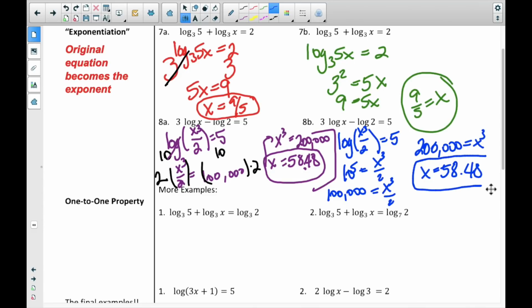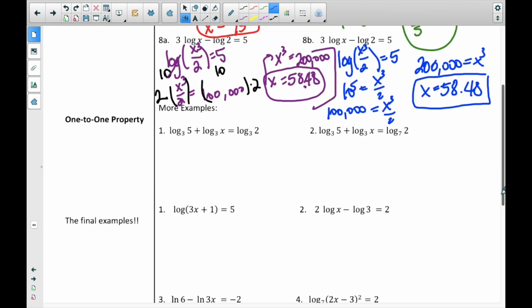So once again, if you looked at this in a week, it might look exactly the same. It's just a little bit different way of looking at it. But exponentiation is something you can do. You can take something and put it to the power of whatever you had. All right, a couple more examples.